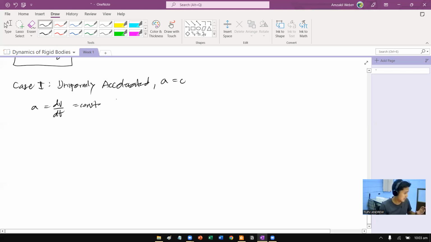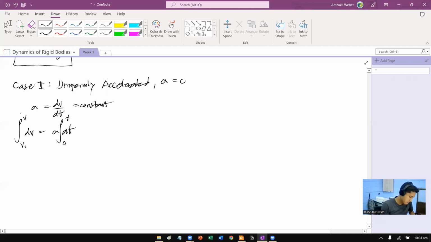This is constant. Then we can work this out, no? dV is equal to A dt. We integrate, and A is constant. At time t equal to 0, the initial velocity is called v sub naught. At time t, the final velocity is just called v.